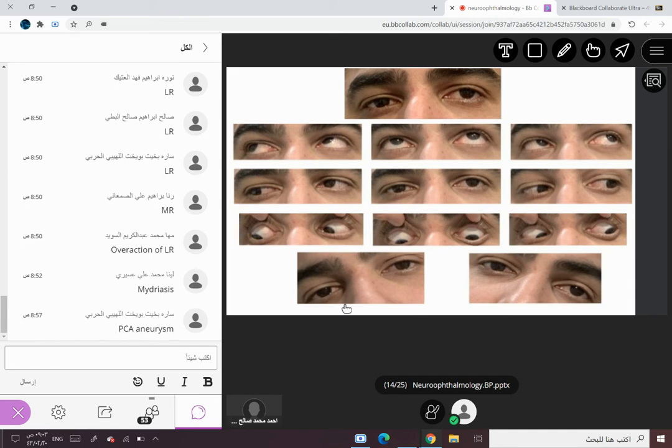The right head tilt and the left head tilt. So the right head tilt will be here and the left head tilt will be here. On the right head tilt, there is no overshooting, or it is normalized. In the left head tilt, there is a slight increase in hypertropia. In the opposite head tilt, in the ipsilateral head tilt, there is increased hypertropia.